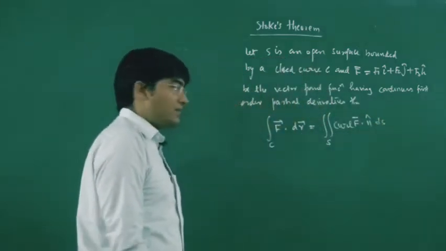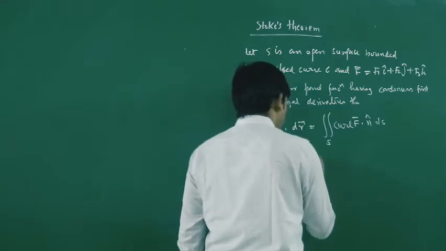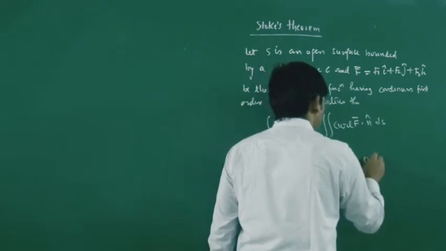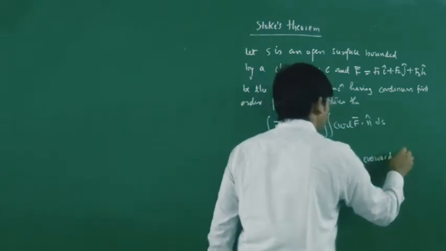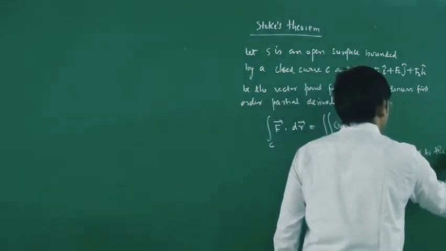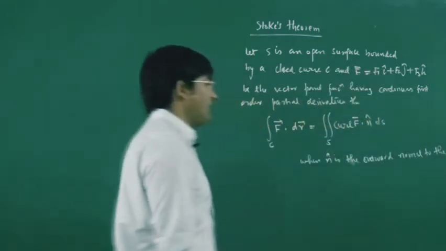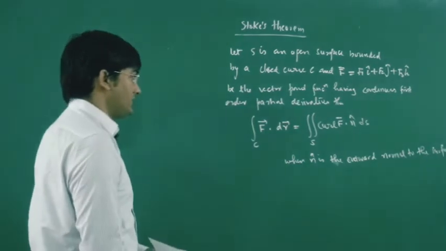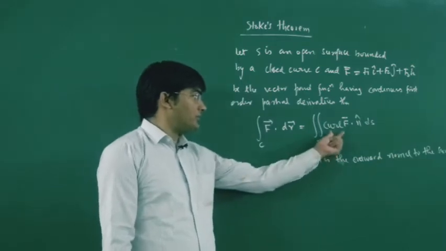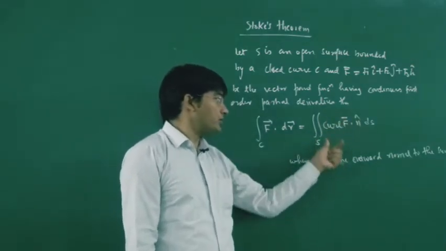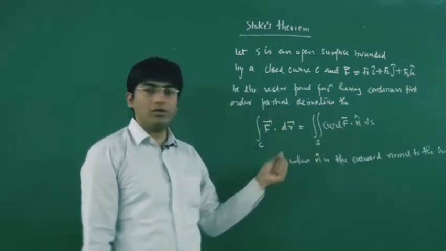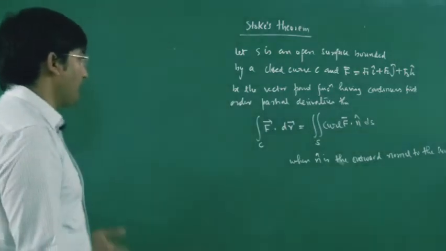Then your line integral is the same as your surface integral, where n cap is the outward normal to the surface S. Sometimes it becomes very difficult to find the surface integral. In that case, we can get the value of this surface integral with the help of the line integral. Now let us verify this theorem.